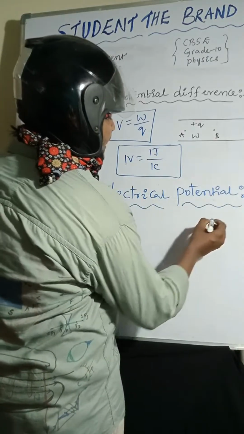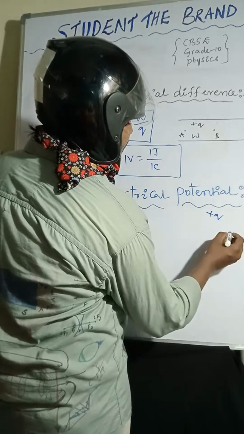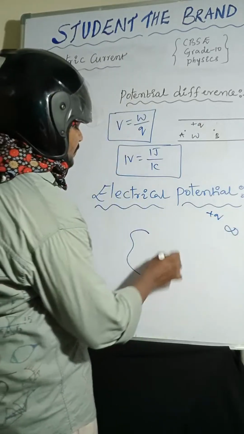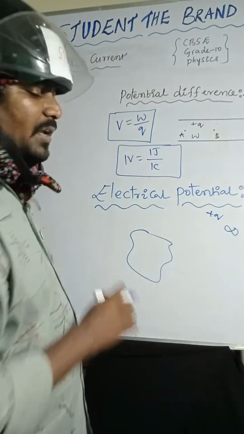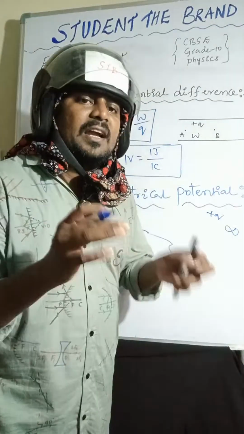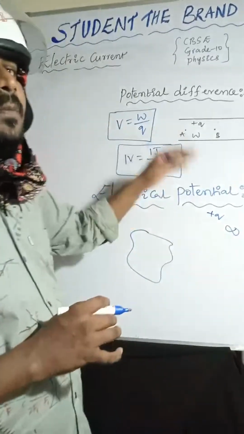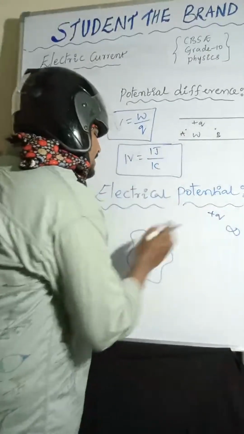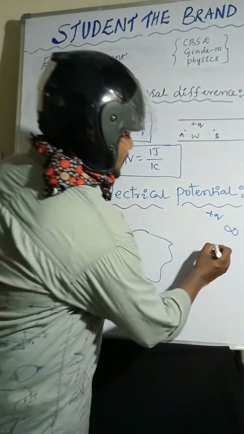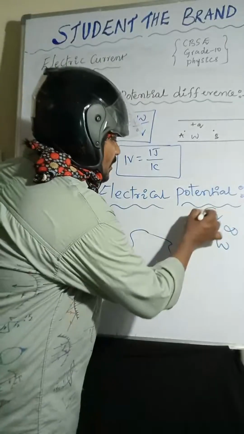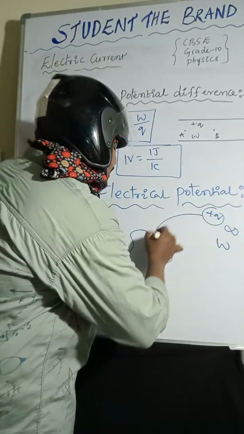So here I am taking a positive charge. We are doing some work. Infinity is there, and this is the required field. We are doing some work to bring unit positive charge from infinity to the required field.